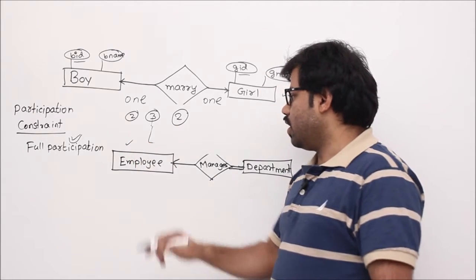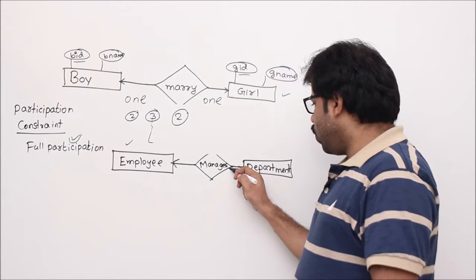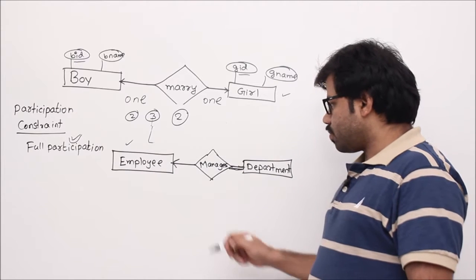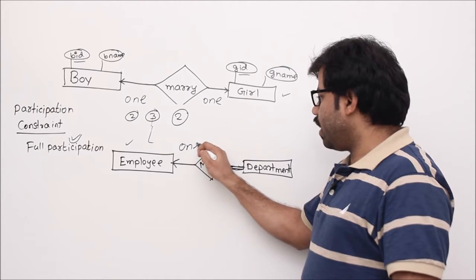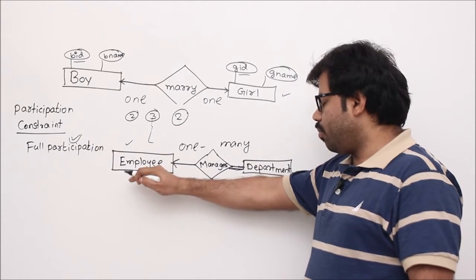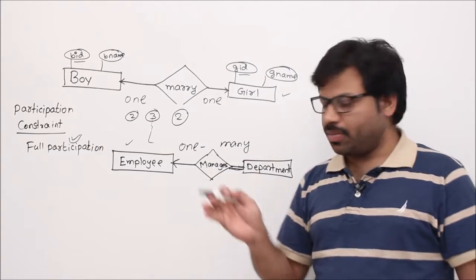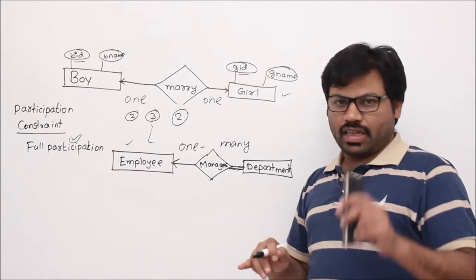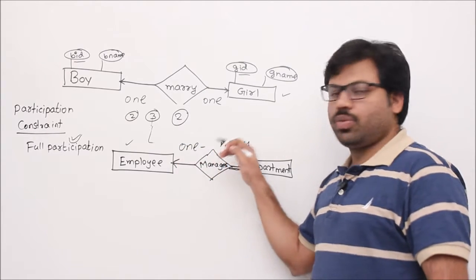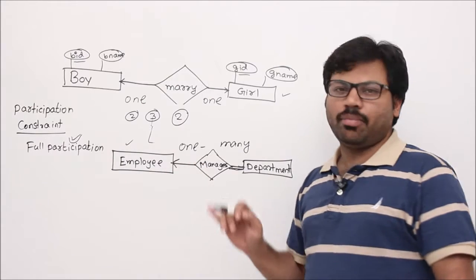Here, consider this one. Employee manages department. Here, the department side is full participation in the relationship. Why, I will tell you. Here, first of all, we will see why it is one to many. So our assumption is one employee is managing multiple departments. That means he can manage multiple departments, and every department is managed by only one employee. That is my assumption. If that is the case, it is one to many. So every department is managed by at most one employee.